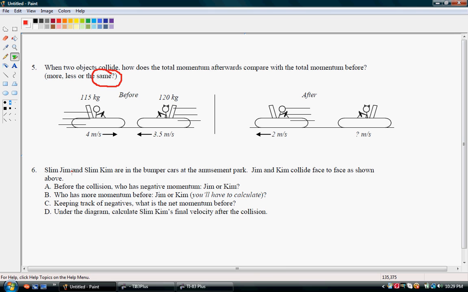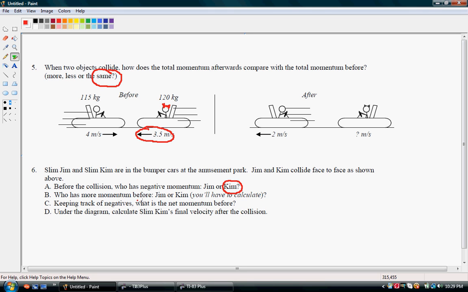For number 6, Slim Jim and Slim Kim are in the bumper cars in the amusement park. Jim and Kim collide face to face as shown above. Alright, Kim's the one with the cute little bow. Okay, so before the collision, who has negative momentum, Jim or Kim? Well, since this is a negative velocity, since it's moving to the left, this is going to cause a negative momentum. So Kim has the negative momentum.